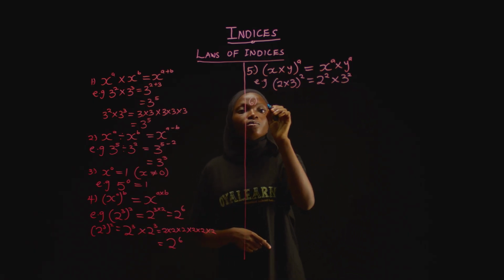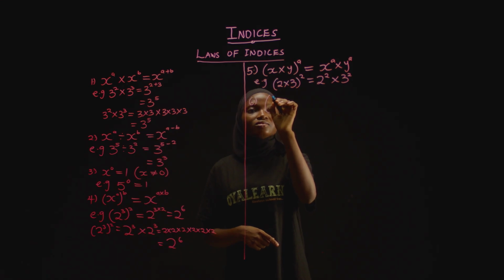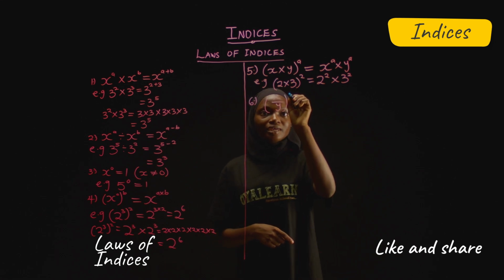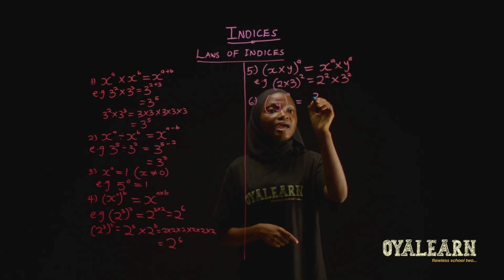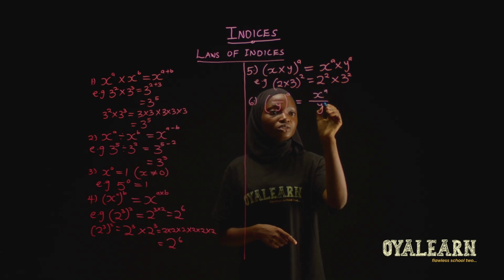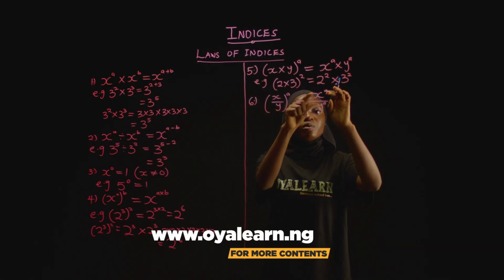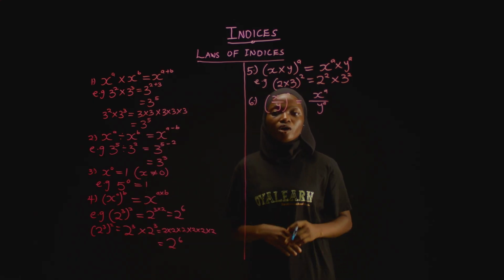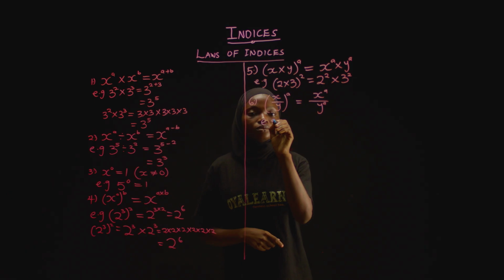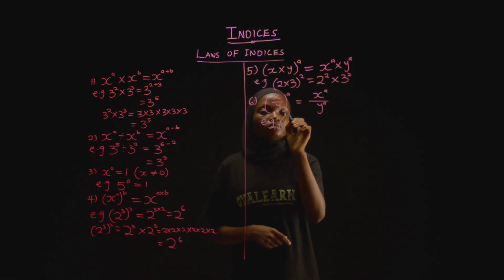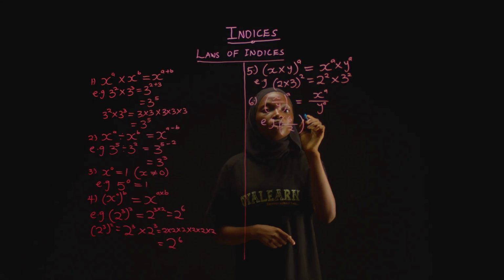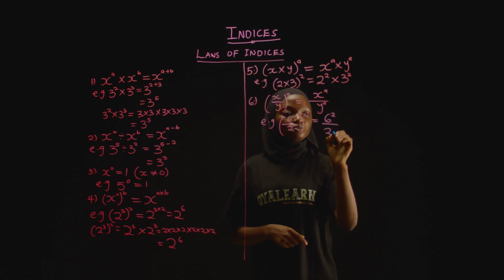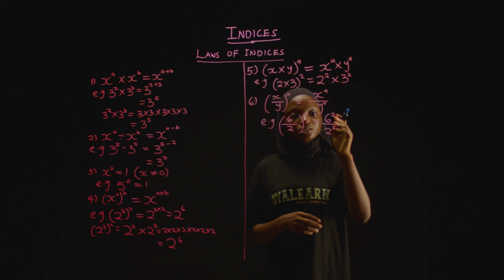The sixth law, if we have x over y all raised to the power of a, this is the same thing as having x raised to the power a over y raised to the power a. Equally, when you have x raised to the power a over y raised to the power a, it can be worked back to be having x over y all raised to the power of a. An example, 6 over 2 all raised to the power of 2 is the same thing as having 6 raised to the power 2 over 2 raised to the power 2. Then from there, you can simplify further using the division law.